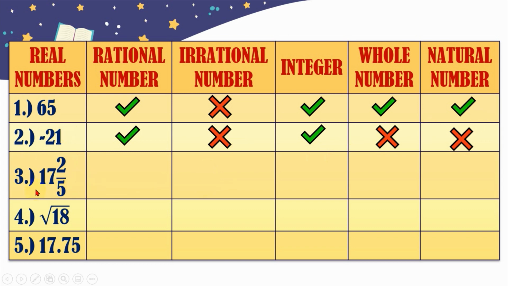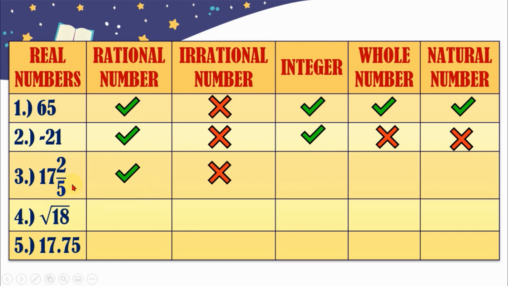The next, let's have number 3. Number 3, we have 17 and 2 out of 5. It's a rational. Kita mo naman, it is expressed already in a ratio wherein there is 2 out of 5. So, it's not an irrational. Then, if it is a rational, you tell if it is an integer or a whole number or a natural number. Is it an integer?